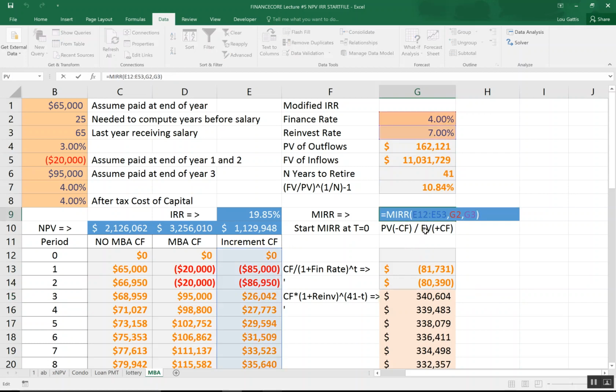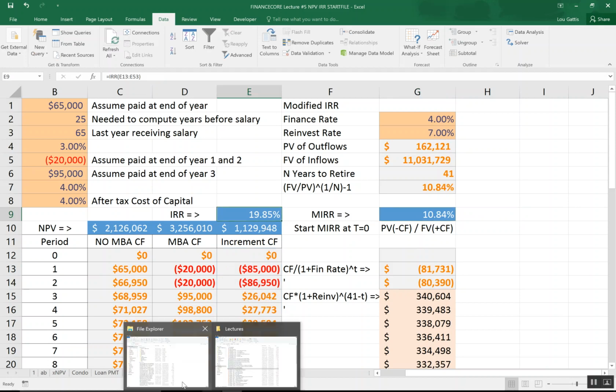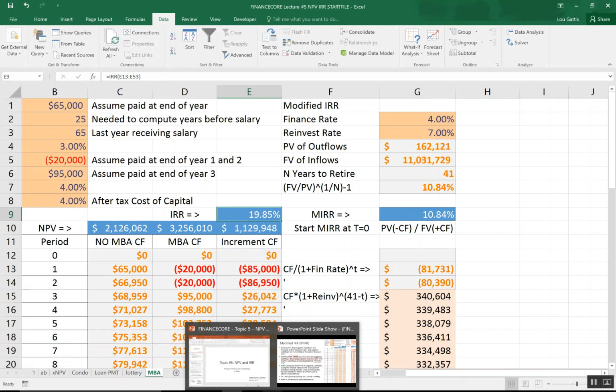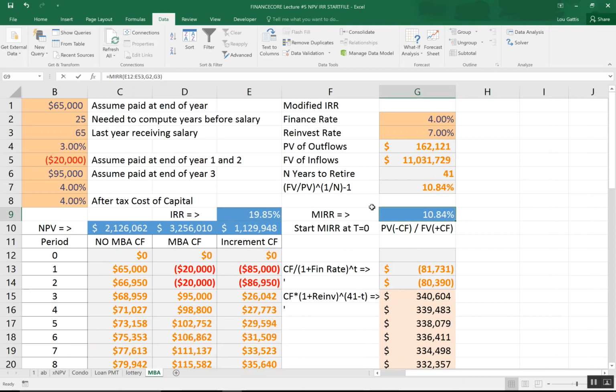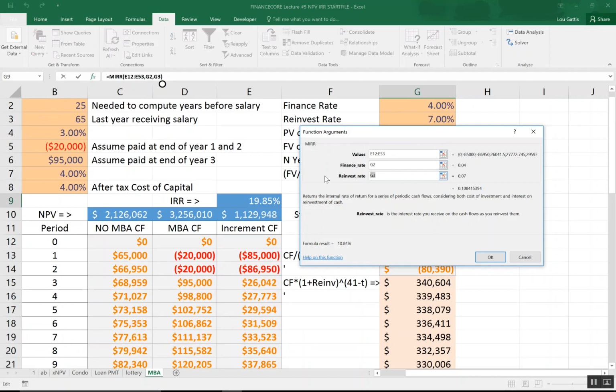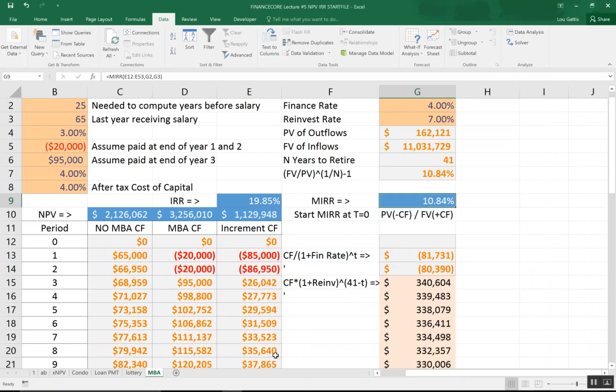The MIRR function says if you finance the negative cash flows at the finance rate and reinvest the positive cash flows at the reinvestment rate, your IRR is only 1084, it's not 1985. So that's MIRR. It just requires one more parameter. When you calculate MIRR, notice here it has the values, but it has a finance rate and an investment rate. So there's two discount rates.